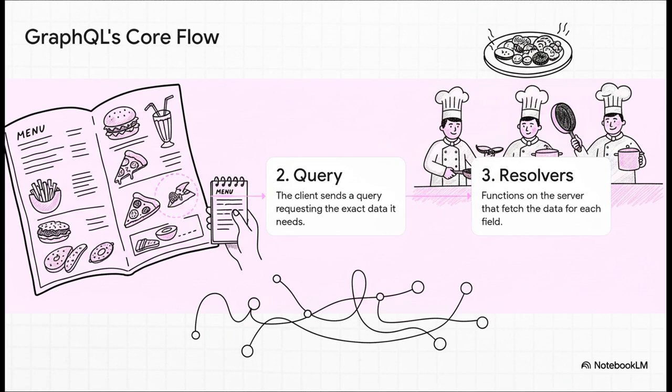Step 2, the client sends a query, which is its specific custom order from that menu. And finally, step 3, the server uses things called resolvers. You can think of them as the chefs in the kitchen, to go and fetch each item from your order and assemble the perfect plate of data.